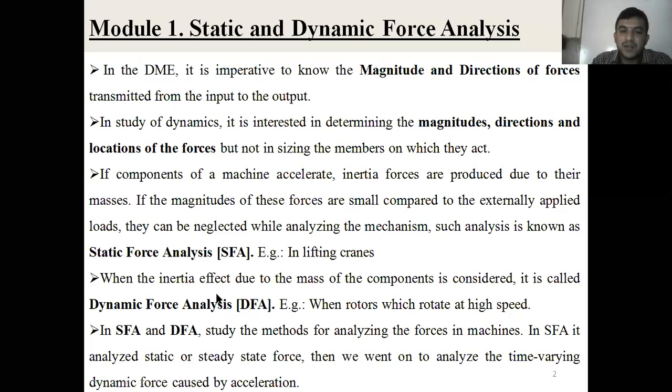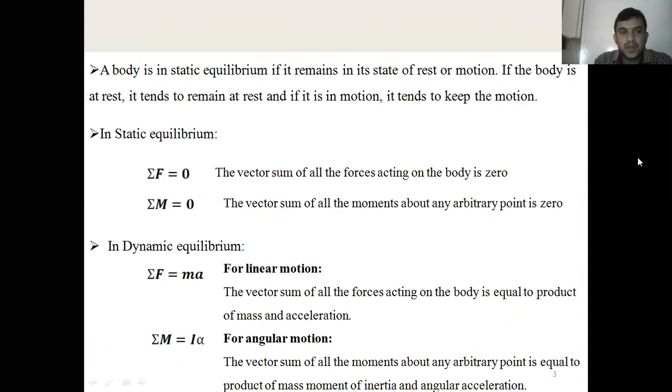There you go for determining again the magnitude, direction, and location of forces transmitted in each component, right? The static force analysis, the static is also called a steady state force. Now suppose you want to go for determining the forces, which may be static or dynamic.